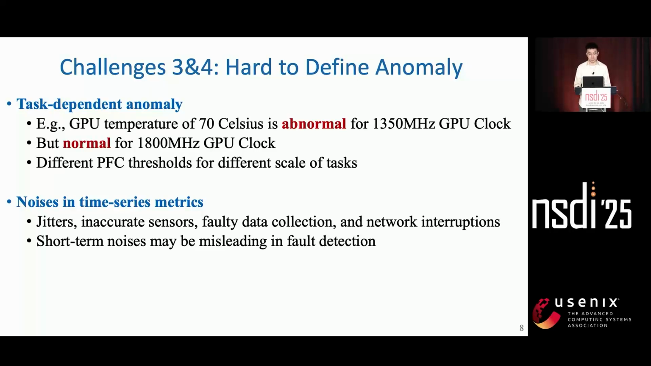Additionally, we observe that metric data often contains noise because of factors such as network jitters, inaccurate sensors, temperature fluctuations, timestamp misalignment, and more. These inconsistencies can mislead the detection process, making it less reliable.